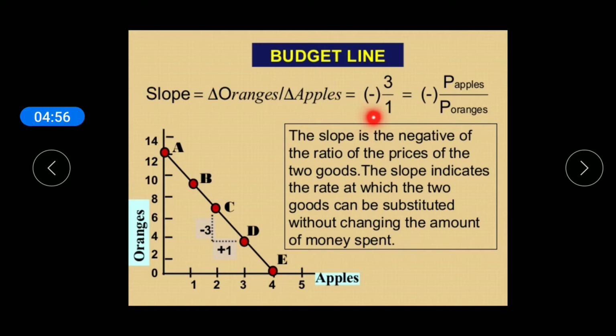Why is it negative? Because if the consumer wants to increase the consumption of one commodity, he definitely has to decrease the consumption of another commodity, because his income is limited.